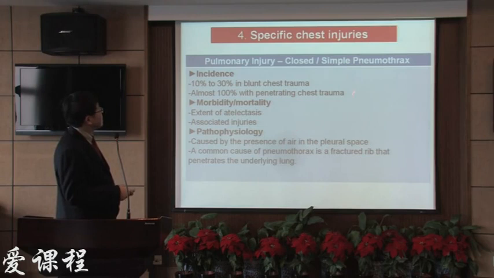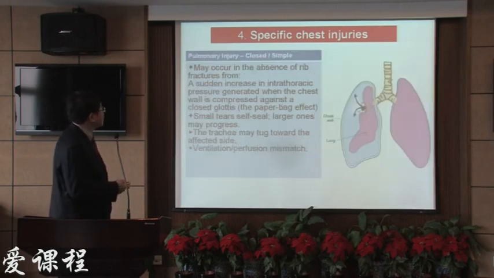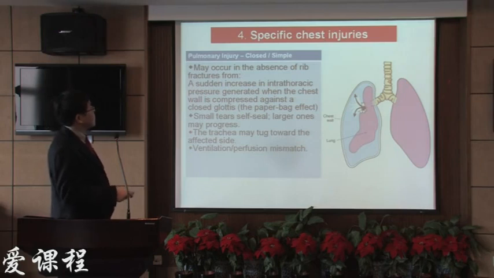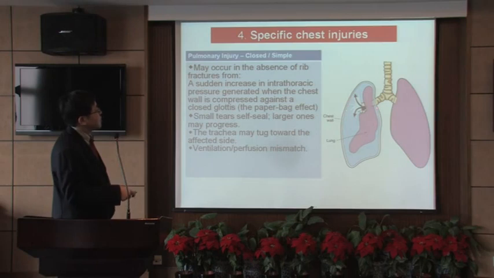What's the pathophysiology of the pneumothorax? It is always caused by the presence of air in the pleural space, and a common cause of pneumothorax is a fractured rib that penetrates the underlying lung. So the lung is broken, so air enters into the thoracic cavity, leading to pneumothorax. From this picture, we know that if the lung or the bronchus is broken, the air can go through the tunnel into the thoracic cavity. So we always get pneumothorax.